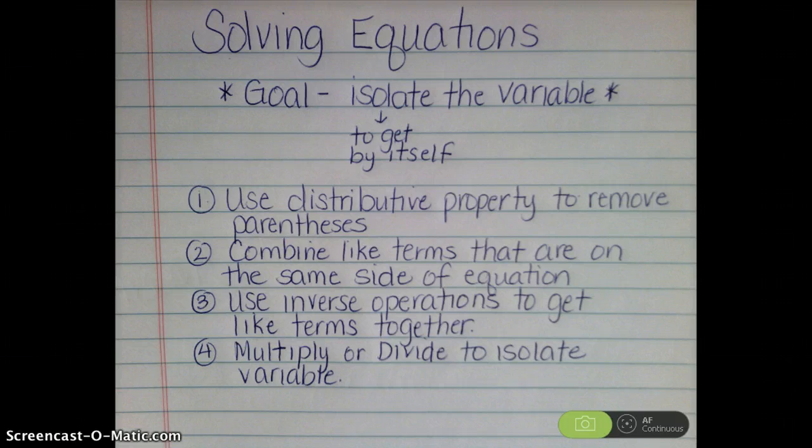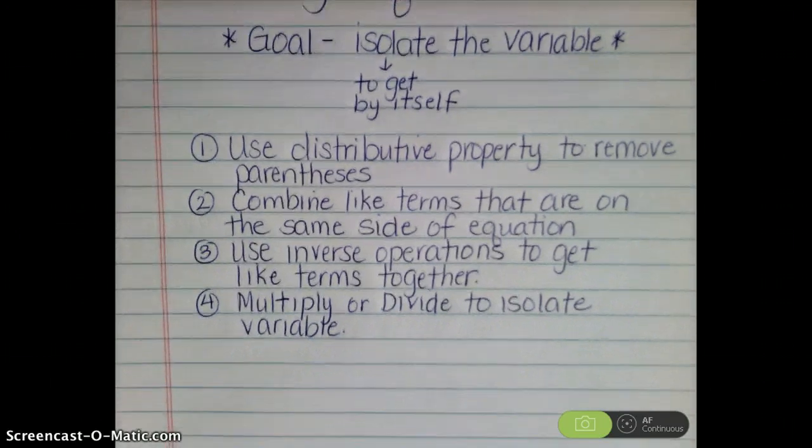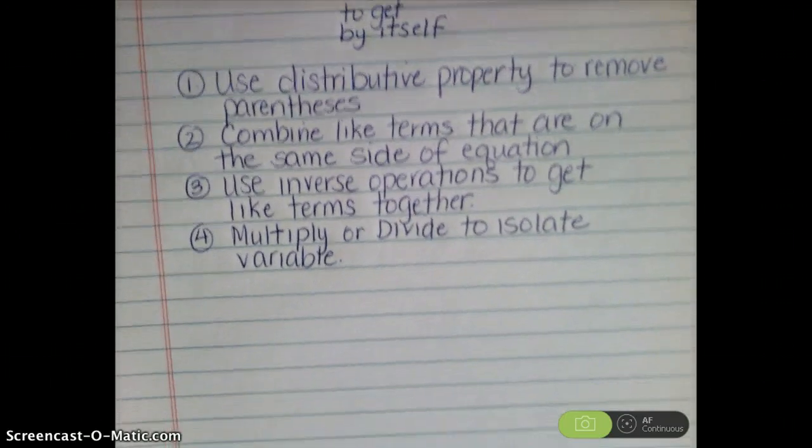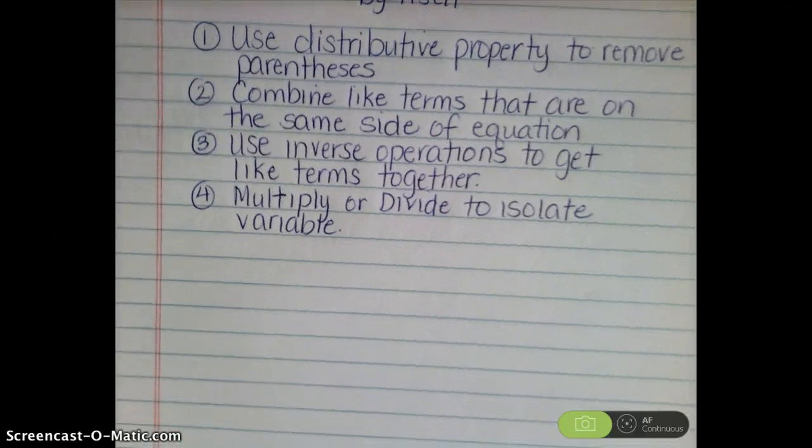Your fourth step is to actually solve the equation, and we're going to solve that equation by using either multiplication or division to isolate the variable. So we're going to start with one example.